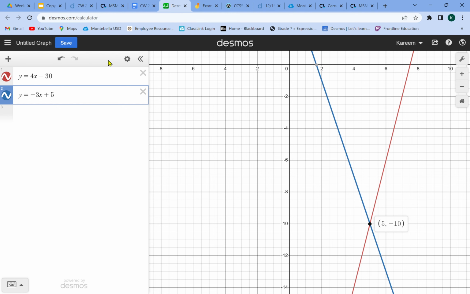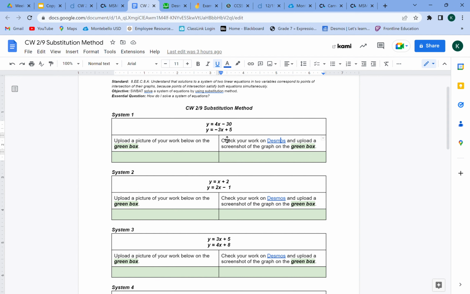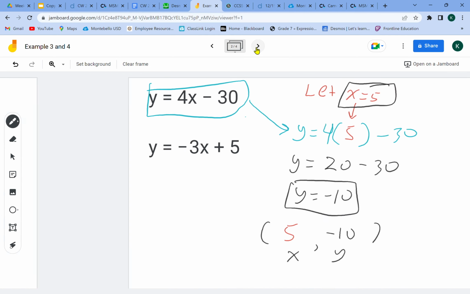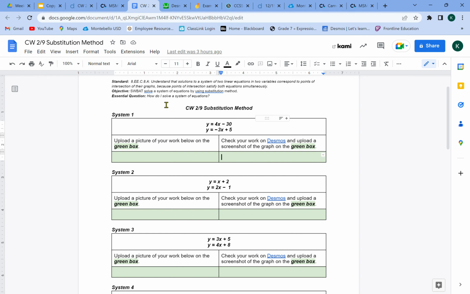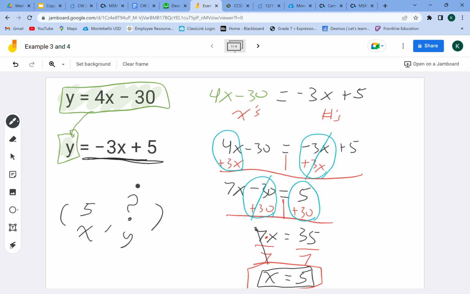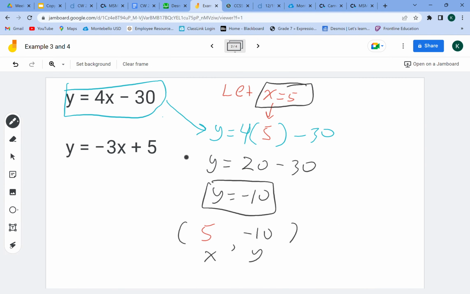Okay, so what you do is just take a screenshot of the graph. You put it in here, and you would take a picture of your work, which is these two slides here, and you would put it in this box here. So that's what you're going to do with today's assignment. Okay, notice additional steps, but it's the same concept that you want to find out where the two lines intersect.